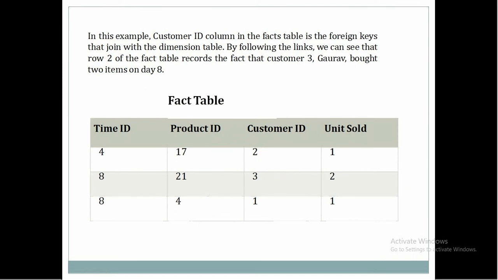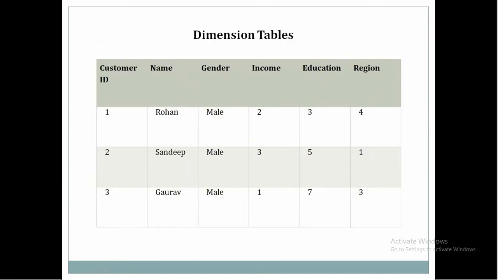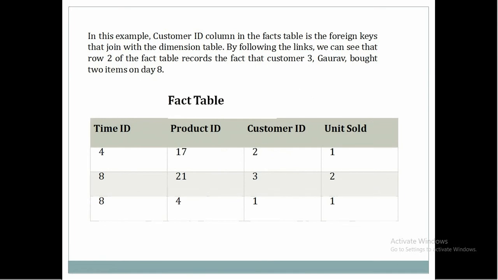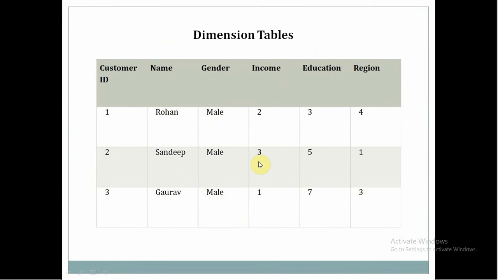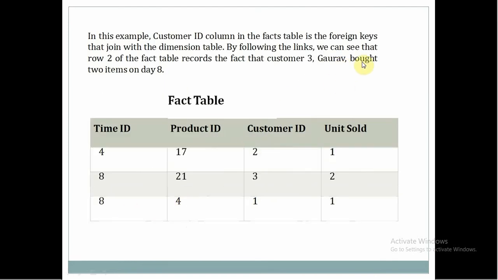Let's take an example here. Fact table: time ID, product ID, customer ID, units sold. And dimension table: customer ID, name, gender, income, education, region. Here, the customer ID column in the fact table is the foreign key that joins with the dimension table. We can see that row 2 of the fact table records the fact that customer 3, that is customer 3 name is Gaurav. Customer 3, that is Gaurav, bought 2 items on day 8.